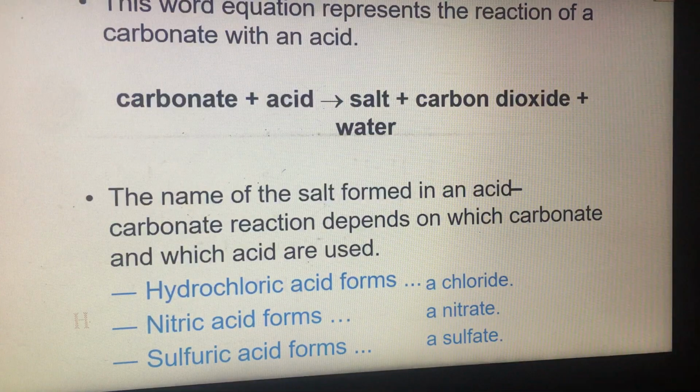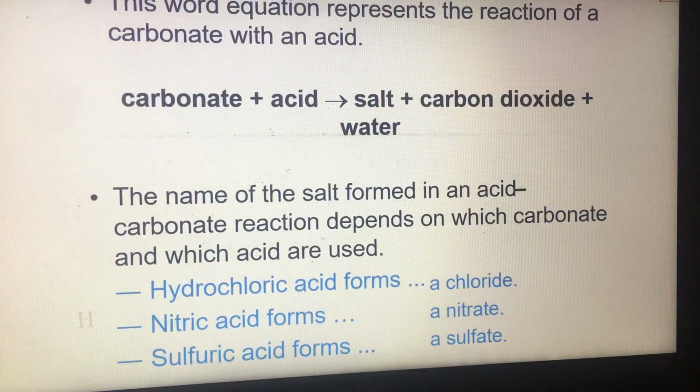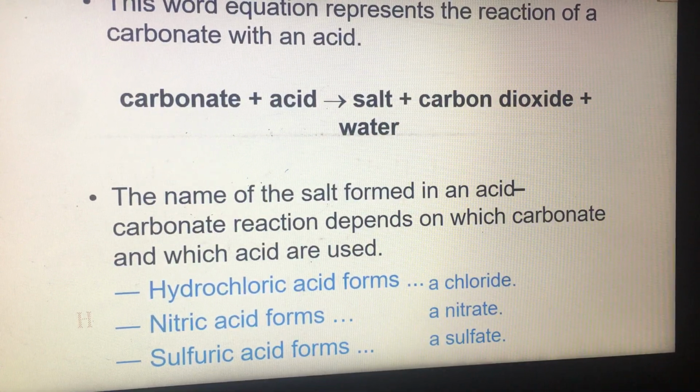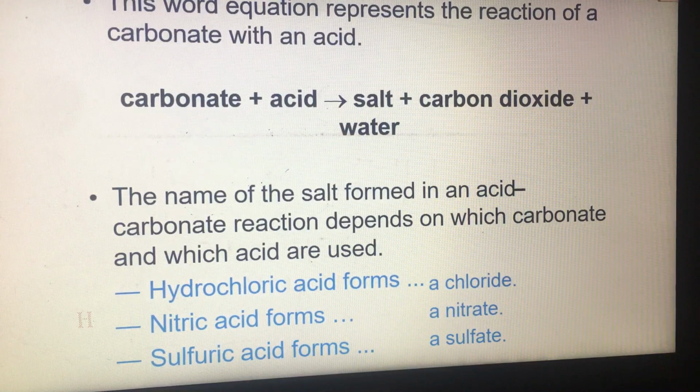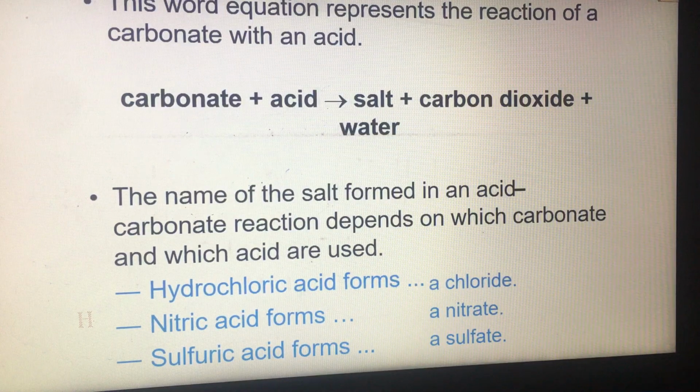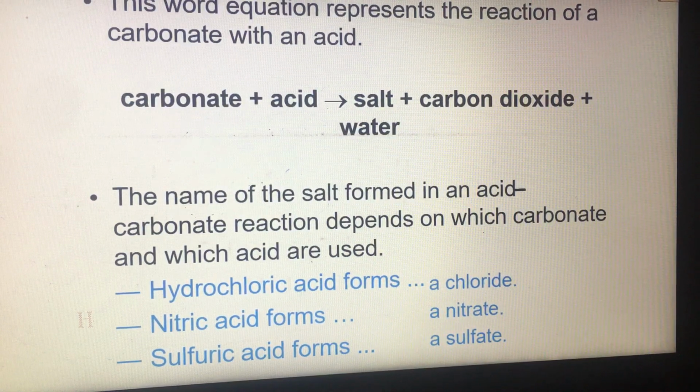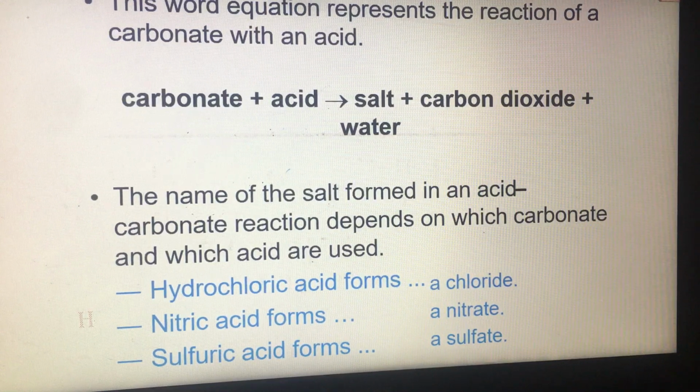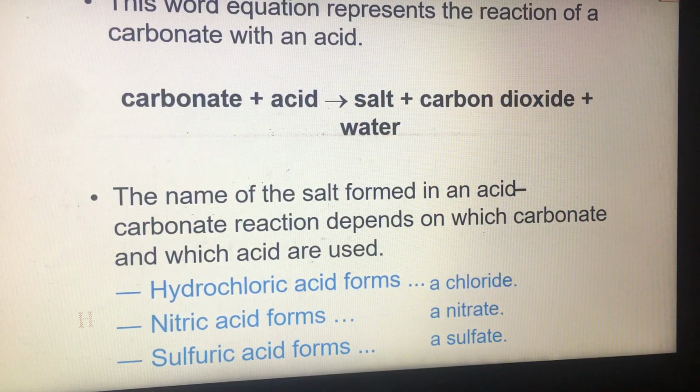As you watched in the video, we always get carbon dioxide gas given off when we react a carbonate with an acid. A salt and water are also formed, and the general equation of this reaction is: carbonate and acid will produce a salt and carbon dioxide and water.